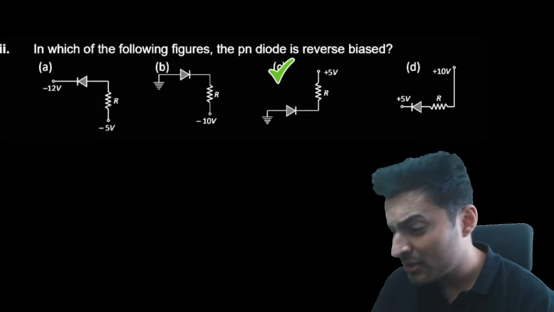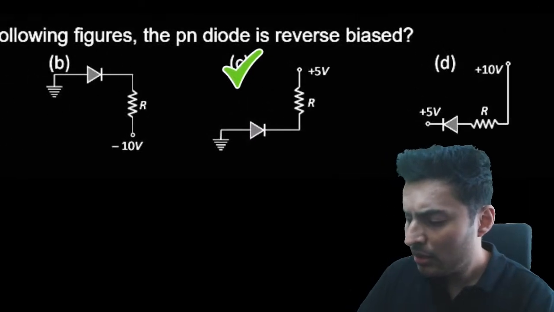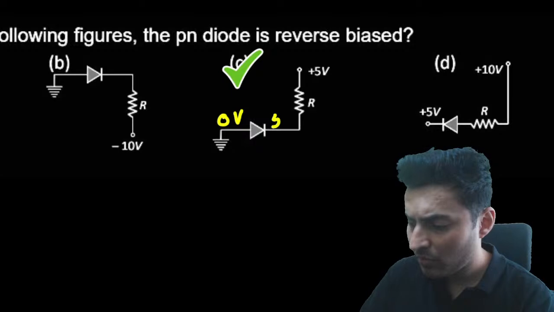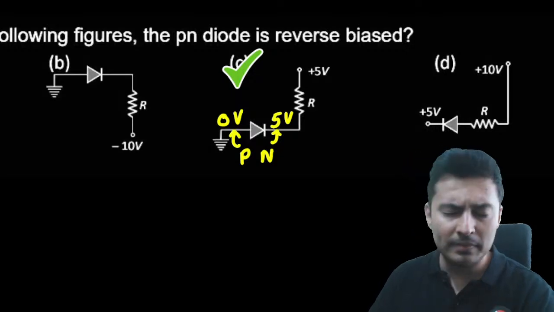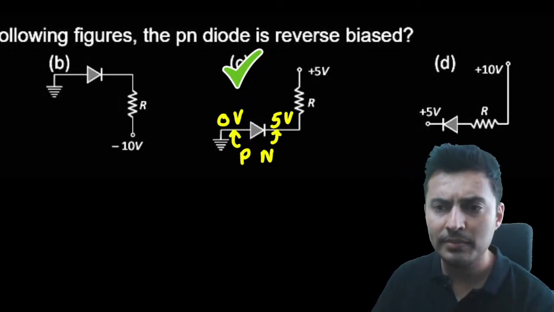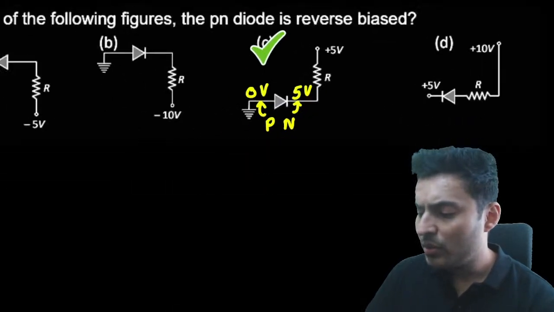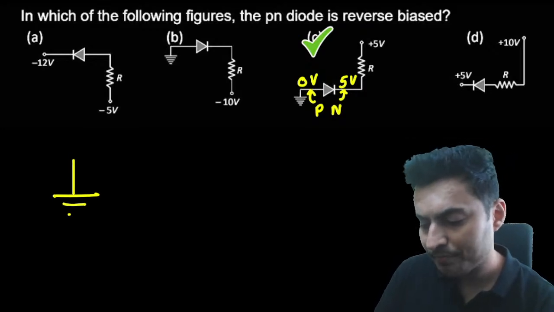Yes, the correct answer is option C, because this is 0 volts ground, this is 5 volts, this is P, this is N. N is higher, P is lower. Is that right? Yeah. Nakshatramanki, grounding means, first of all, the symbol of grounding is this.